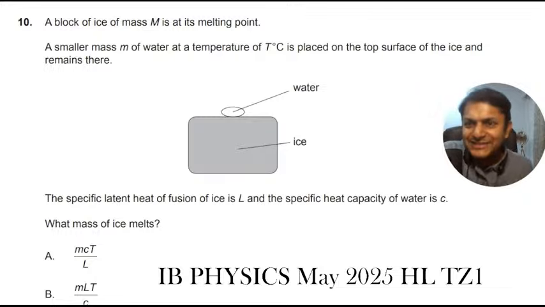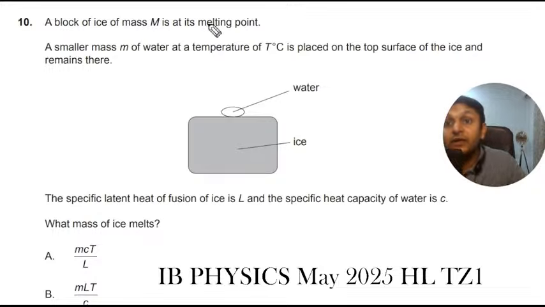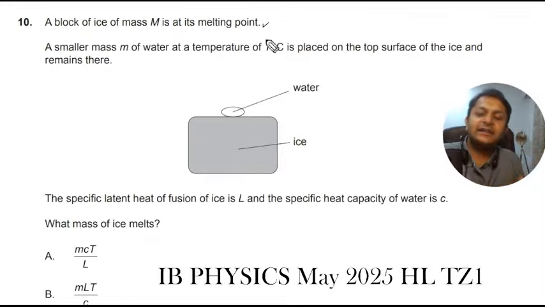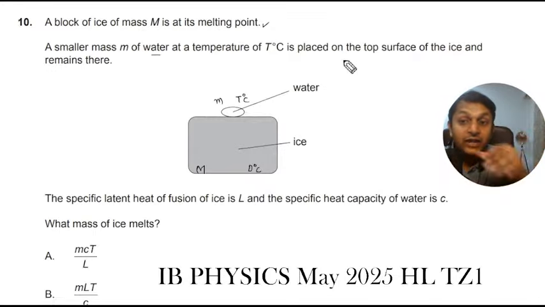Okay, dear student, let's see what is there in this question. A block of ice of mass capital M is at its melting point. Okay, so the ice is already at 0 degrees. So this is 0 degree ice, and the mass of the ice is given as capital M. The small mass m of water at the temperature T degrees centigrade is placed on the top surface of ice and remains there.